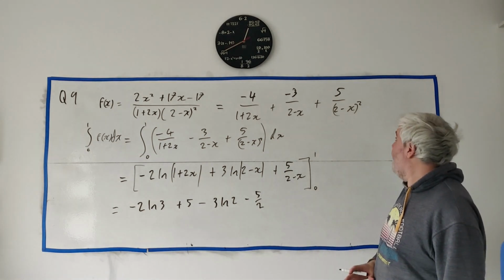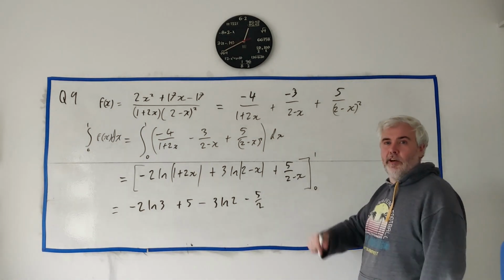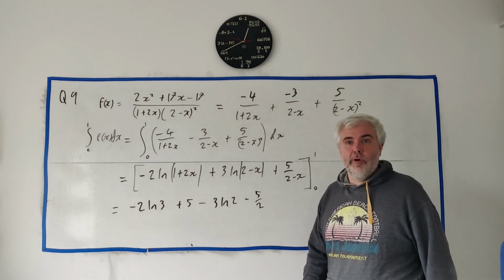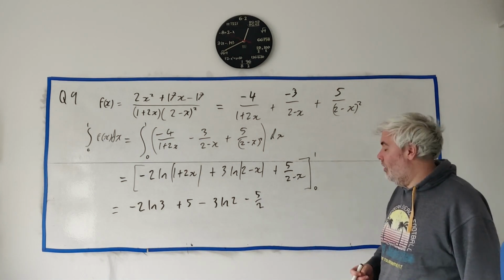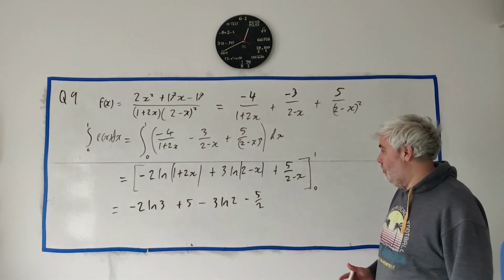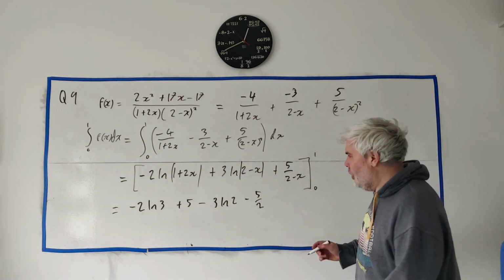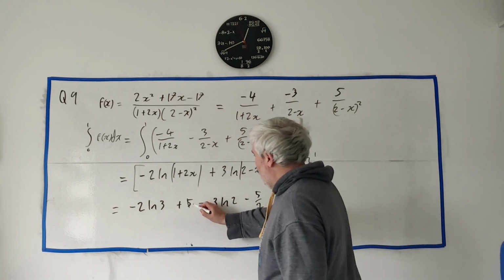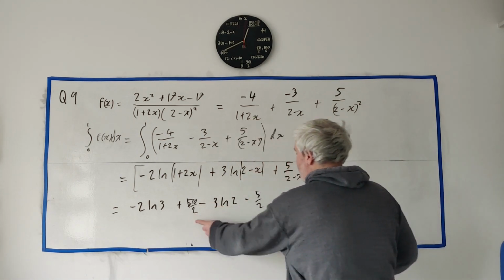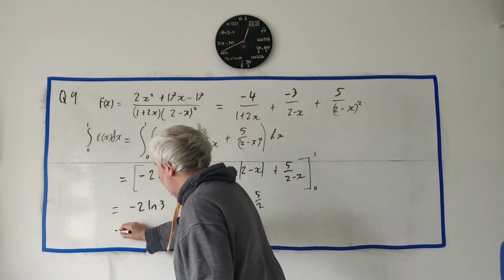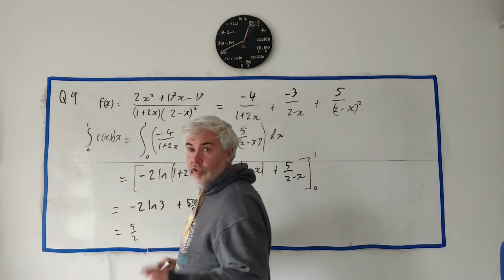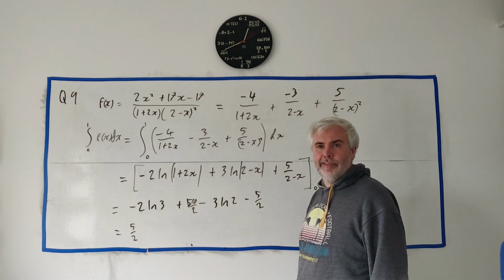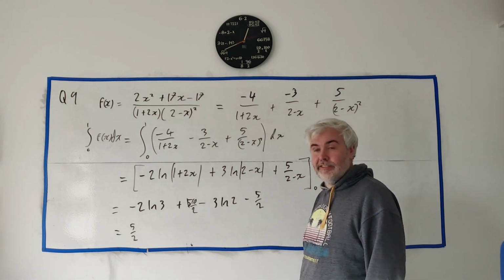And that's pretty much the answer, except it doesn't quite look like the answer they wanted us to get. They wanted 5 over 2 minus natural log 72. So we have to combine some of this. The numbers are easy. 5, which is 10 over 2. 10 over 2 minus 5 over 2 is equal to 5 over 2. That's good. That's what they wanted. The natural logs, though, are nothing like they wanted. So we're going to have to start adjusting this.